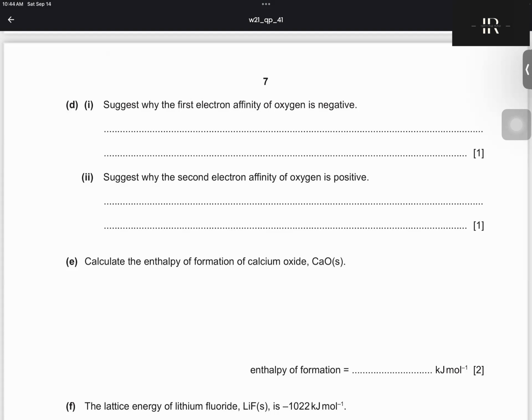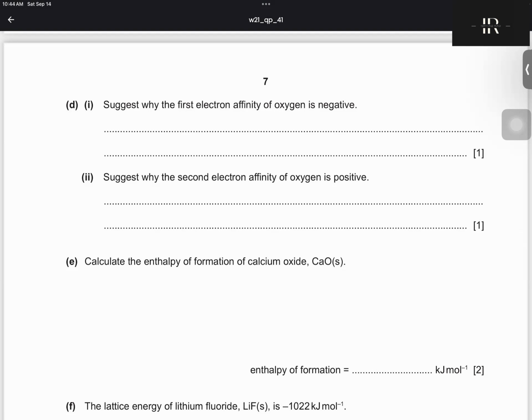So what should be the answer to this, Subhan? Sir, it is negative because of the attraction between the nucleus, protons and nuclear charge, and electron. Sir, it is basically negative attraction between nucleus. Like all the basically things are ionic, yeah, like I can say that.